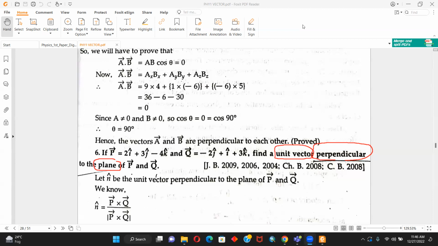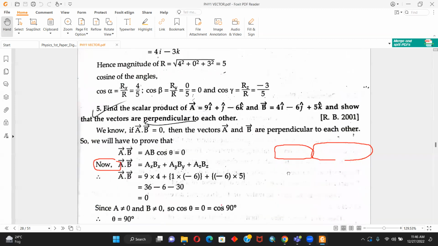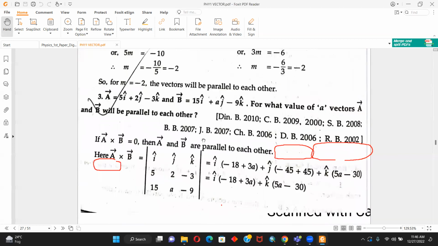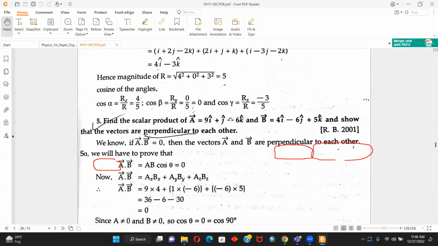I did p vector times q vector over the absolute value of p vector times q vector, and then substituted the values in. You should have gotten an answer by now. What did you do? You already did a cross product in the previous math, the same way.